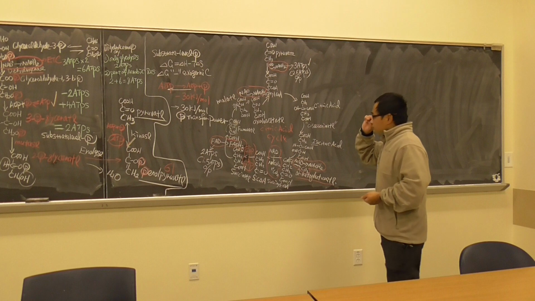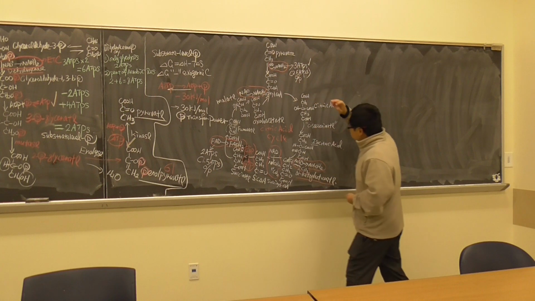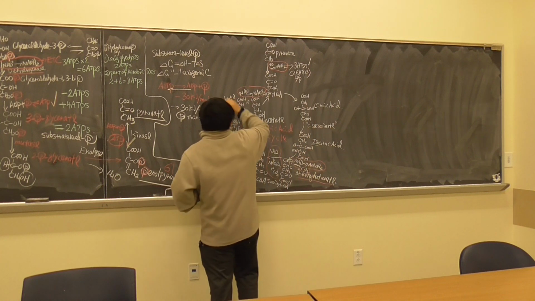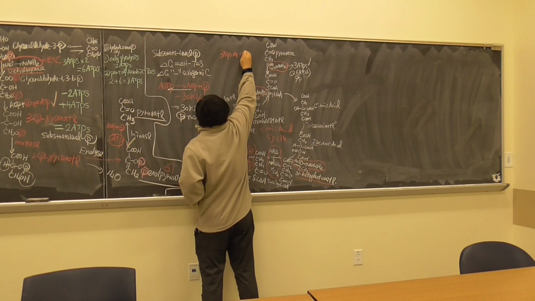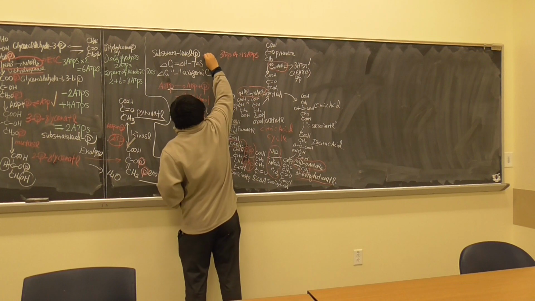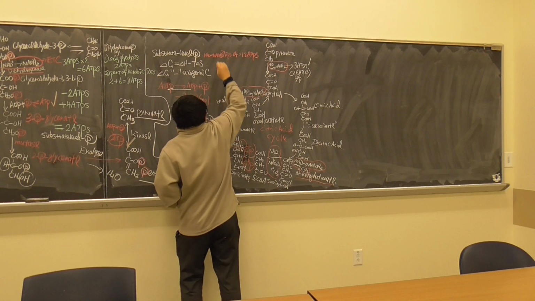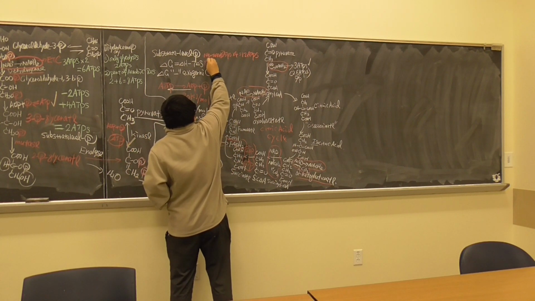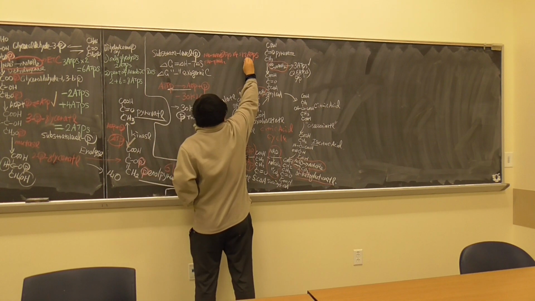So let's see. How many places is NAD reduced to NADH2? It's 1, 2, 3, 4. Therefore, it is 3 ATPs multiplied by 4 equals 12 ATPs. That is for NAD reduced to NADH2. We have FAD reduced to FADH2. How many ATPs generated? 2 ATPs.